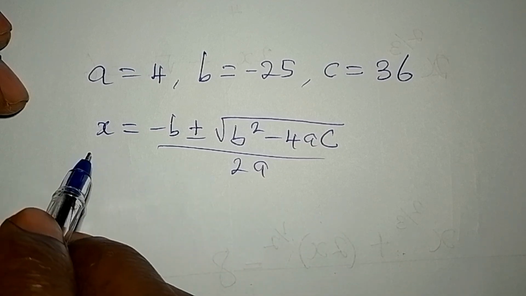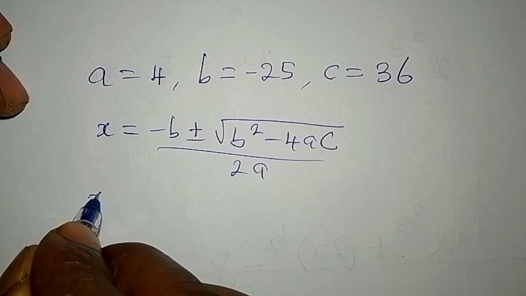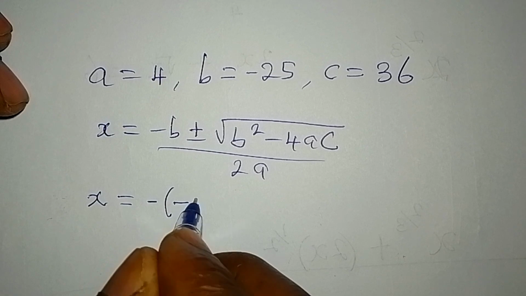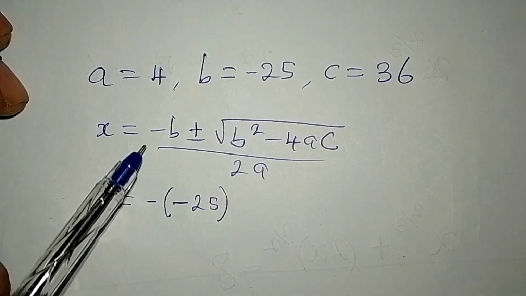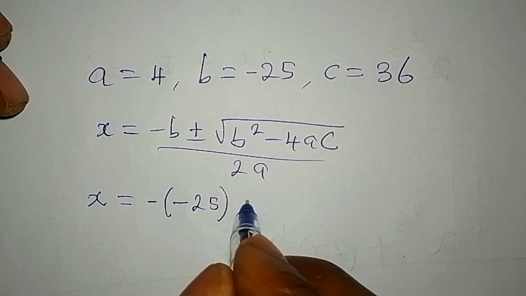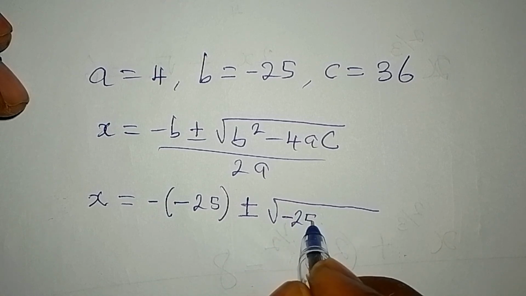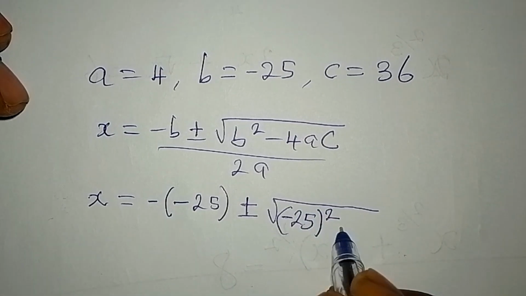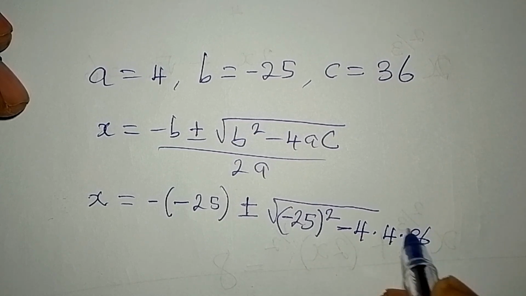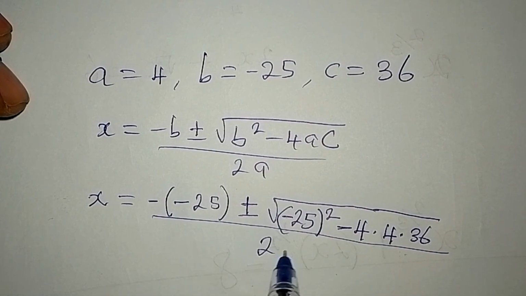Okay, so what we're going to do now is to substitute straight into the formula, and our x will be equal to negative, open bracket, negative 25. This is because this negative will appear, and b itself is negative 25. Then plus or minus, we have negative 25 to the power of 2 minus 4 times a is 4 and c is 36, right? And the whole of this is over 2 times 4.